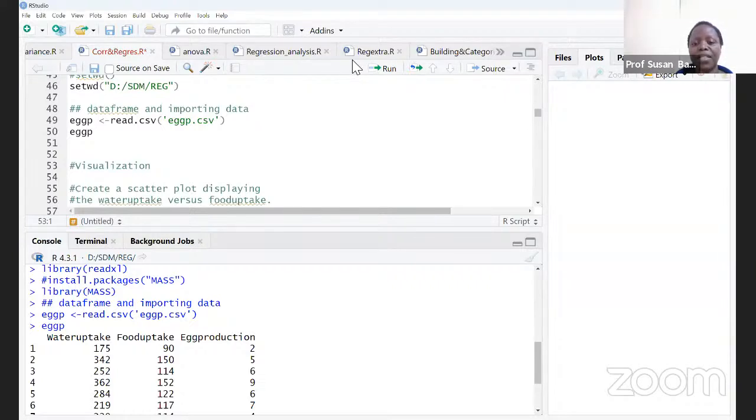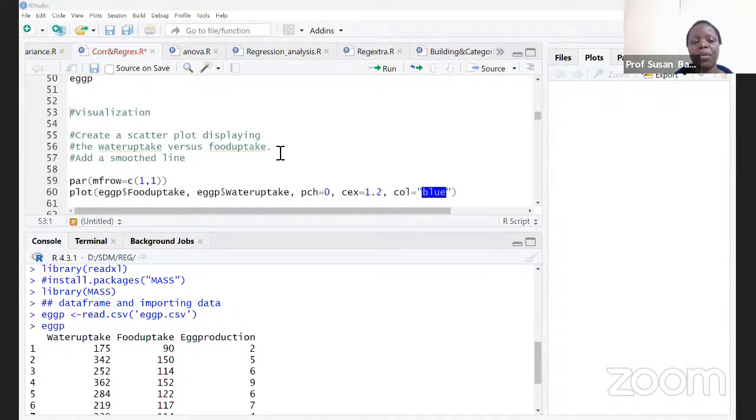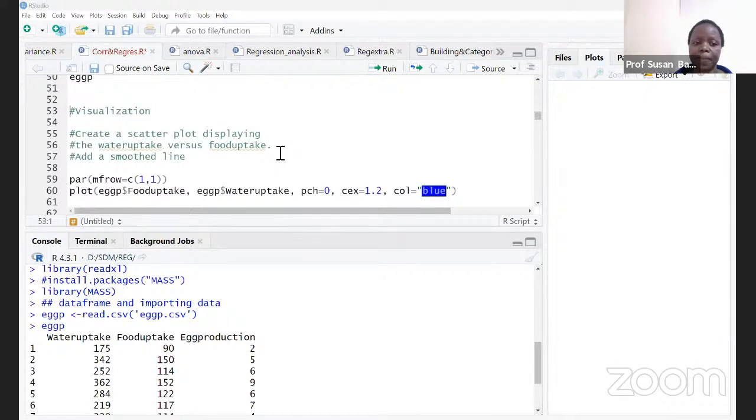Internet is very weak. Okay, after running line 49, you should be able to look at the data set. And we are now going to go to visualization. Now we are only going to construct a scatter plot of water uptake and food uptake.